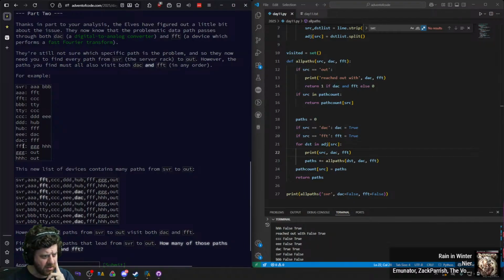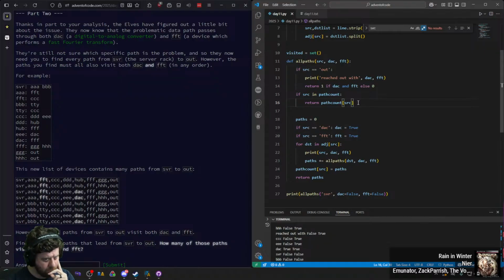But then DAC is not getting back to... I think it's because of this. It's because I'm memoizing a wrong solution at that point.